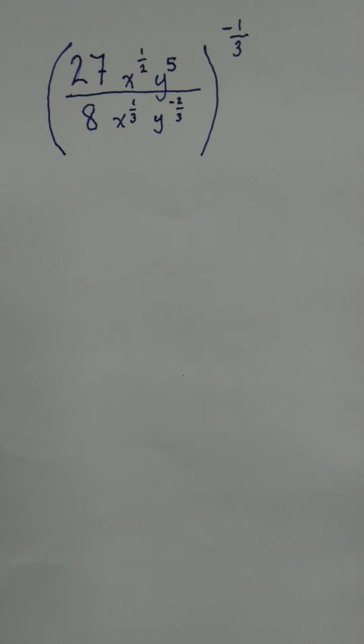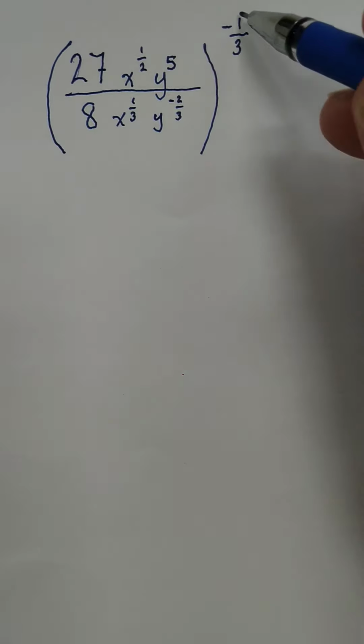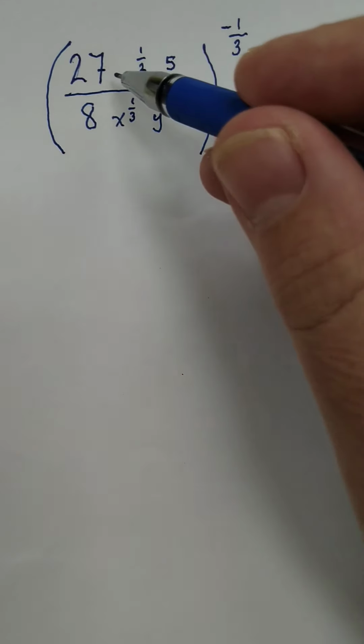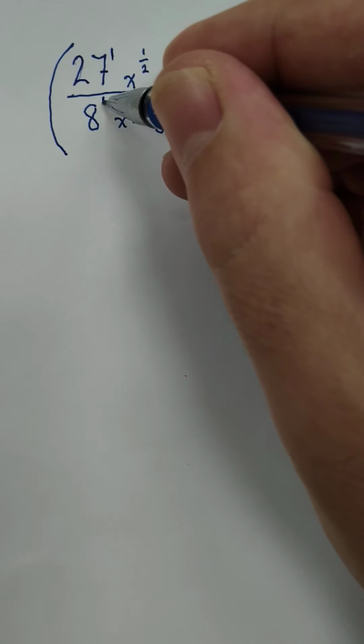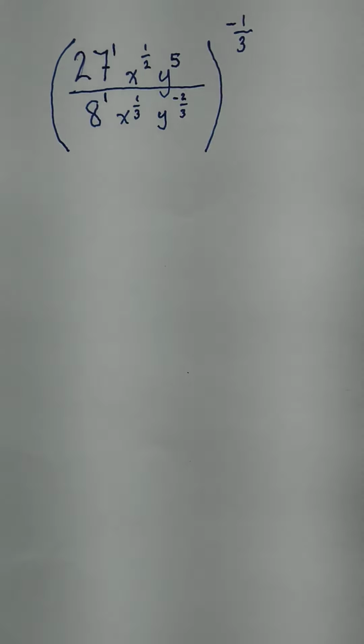First, I'm going to simplify within the parentheses. That's the way I'm going to approach the problem. I could multiply this by each index here. Remember, this is to the 1 power, to the 1 power. But I'm not going to. I think it's easier to simplify within first.